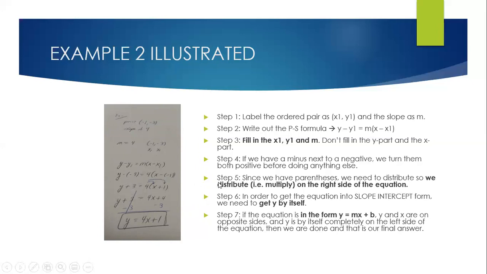Step 5, we distribute 4 times x, 4 times 1. Step 6, we get y by itself by subtracting 3 from both sides. Step 7, we check and see if we're done. Is it in the form y equals mx plus b? Are y and x on opposite sides? And is y by itself completely on the left side of the equation? Yes and yes. We are done. That's our final answer. We put a big box around it. Hooray. Okay. Whew. All right, cool.